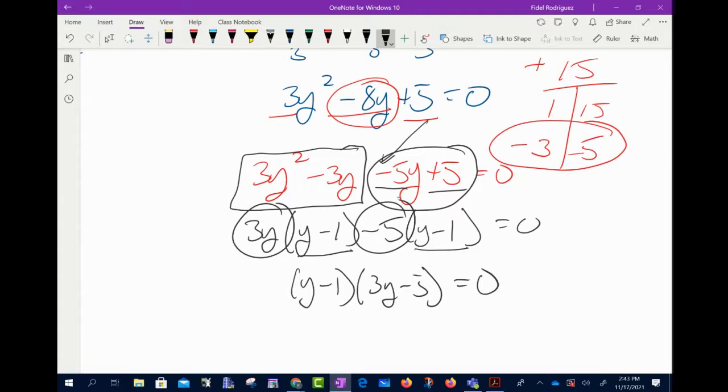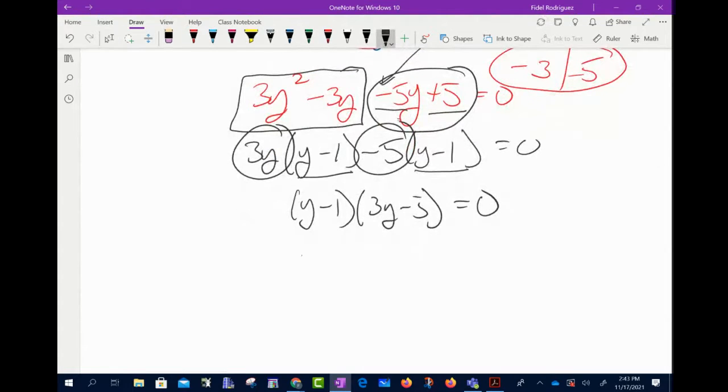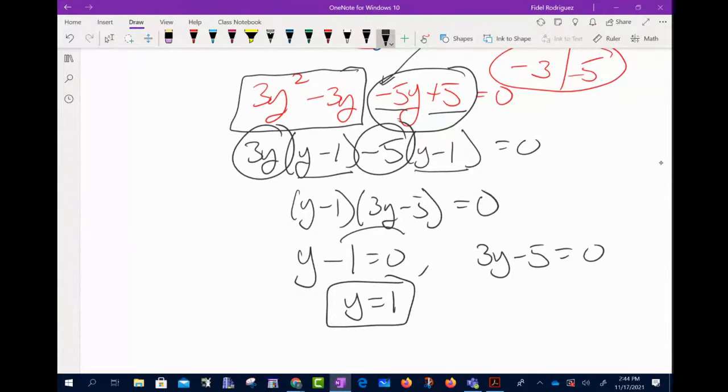Okay? We're going to set each of those pieces equal to 0. Y minus 1 equals 0. 3y minus 5 equals 0. So y is equal to 1. And y is equal to 5/3, right? Positive 5/3? Yeah. Okay. All right. We got two answers for y. So we're going to figure those numbers in how we have to do it for x.